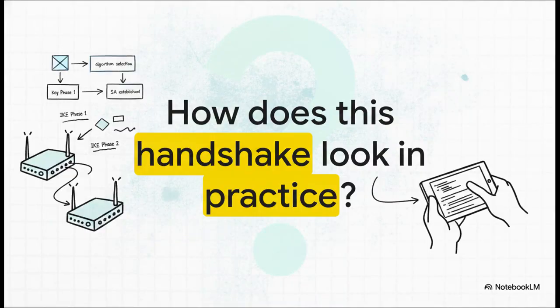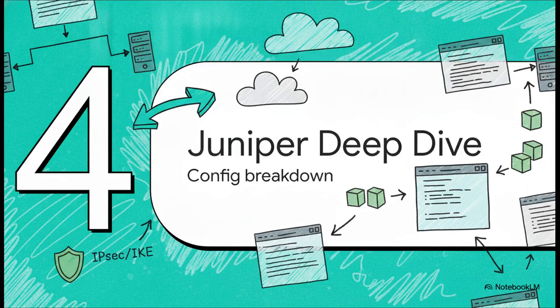We've talked a lot about the algorithms, the phases, and those vendor quirks, but it really begs the question, how does a network engineer actually type all this into a router? How do we take the pure theory of IKE Phase 1 and 2 and make it operational? That brings us to Section 4, our Juniper Configuration Deep Dive.